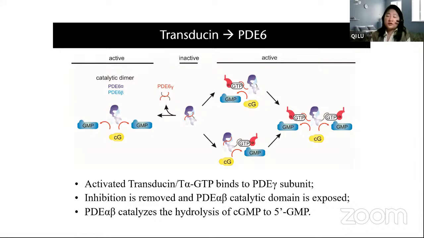In natural conditions, the gamma subunit is bound by the alpha subunit of the G protein, and this releases the alpha and beta subunits of the PDE6. Sometimes the alpha subunit is released, or sometimes it's the beta. But if there is a lot of activated transducin, then both the alpha and beta subunits can be released and do the job of hydrolyzing cyclic GMP.